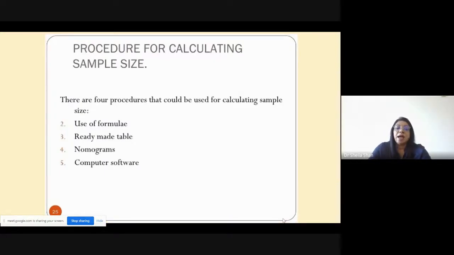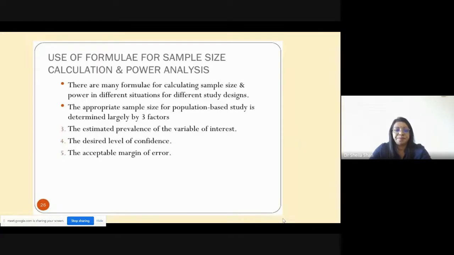Okay. So there are 4 procedures. So finally, we are coming to the main part, how to calculate the sample size. We can use a formula, we can use a table. I'm sure everybody is eyeing the table. We have another one, the nomogram, and another one, of course, is using computer software. So we have 4 ways to determine.